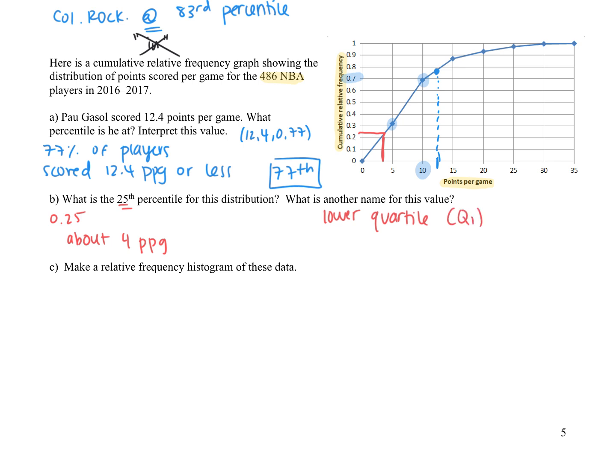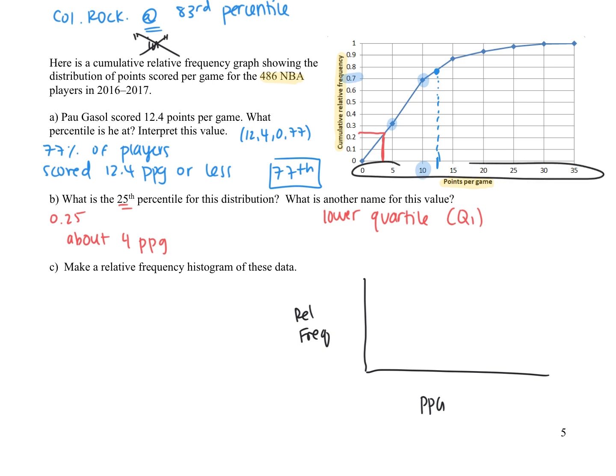Okay, so then last, part C, we are making a relative frequency histogram of these data. So let's start with what this is going to look like. Of course we're going to have a title. On our x-axis, we're going to have points scored per game. The difference here is that relative frequency needs to be on the y-axis, not cumulative relative frequency. Then I'm going to put my same scale as above, 0 to 35.